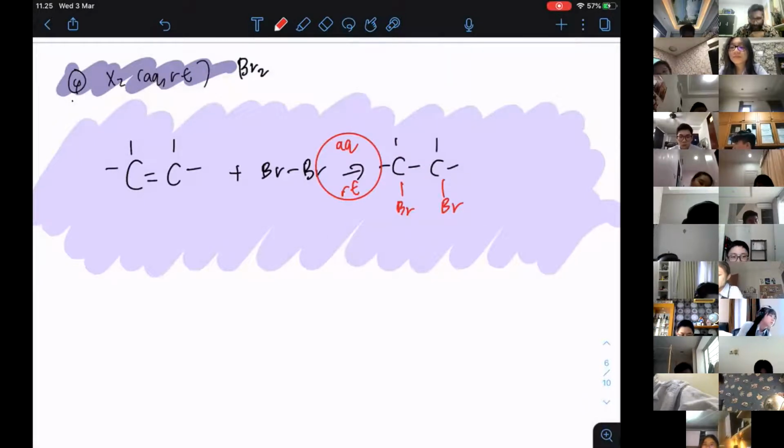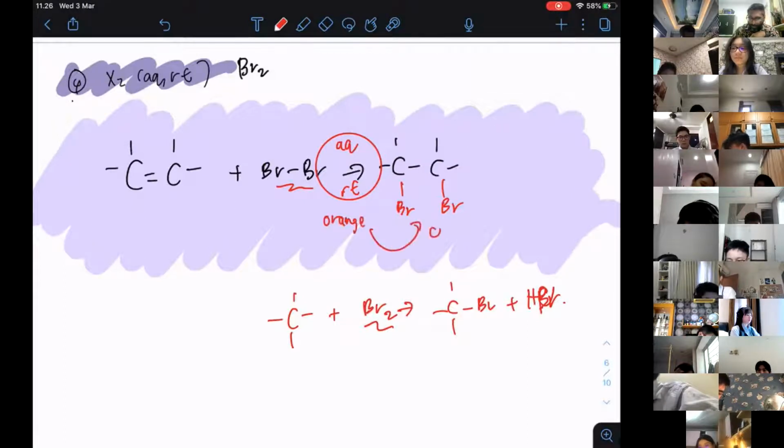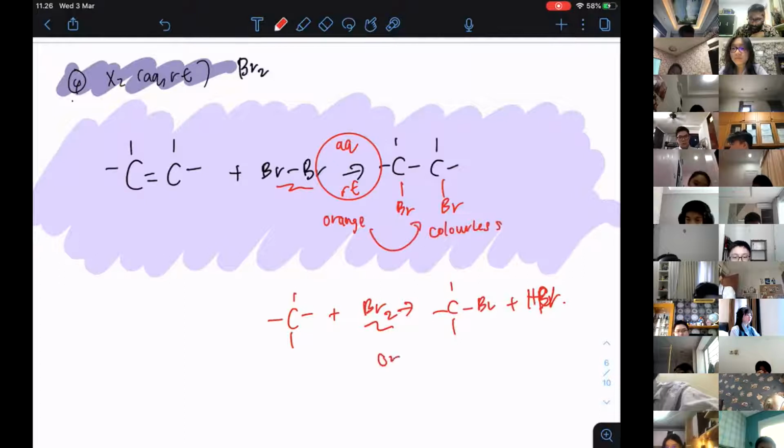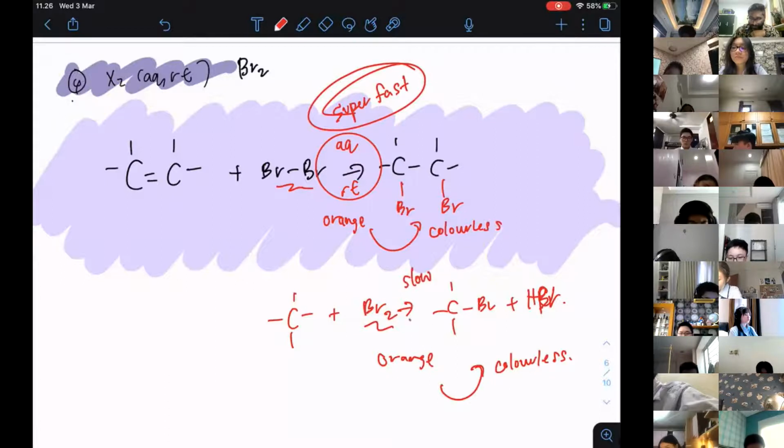If you compare with the reaction of alkane reacting with Br2, you are going to get something like Br plus HBr. What is going to be the difference? The difference is, this is going to be aqueous and this is also aqueous. So the color is going to be orange or brownish orange, or I'll just take it as orange. The orange is going to become colorless over here. The same here, orange is going to become colorless over here. But the difference is, this happens super fast. This is going to be slow with the presence of UV light and sunlight.